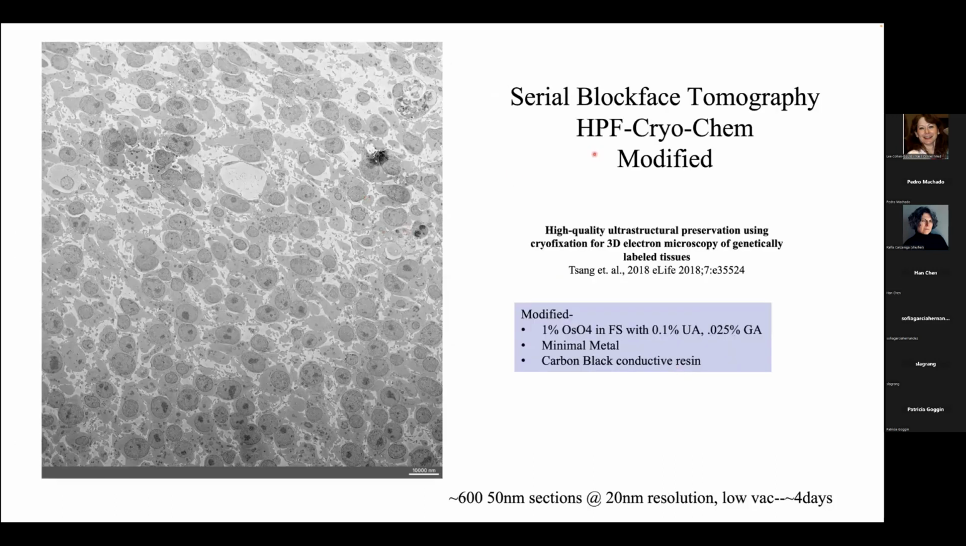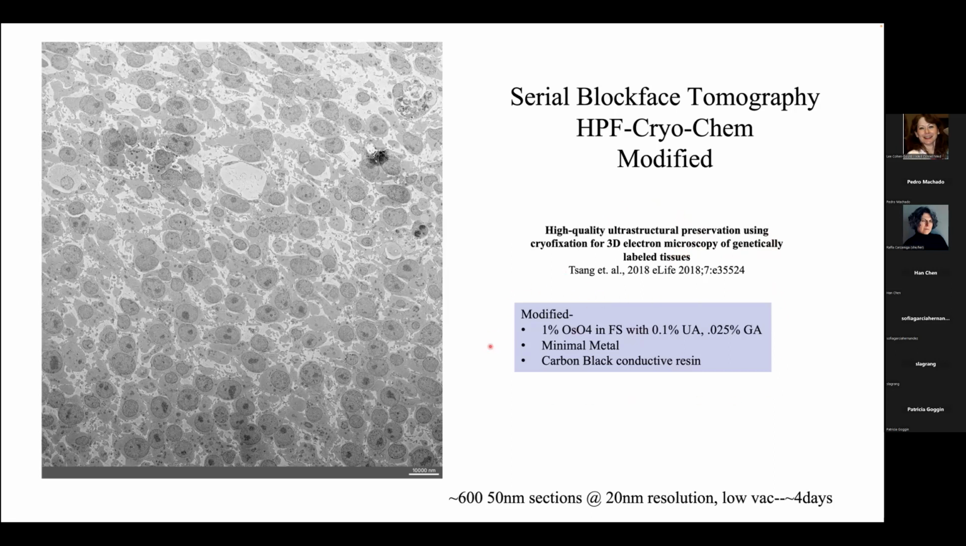And then the next step was to move that to a serial block face tomogram. Essentially this is a process where you have an ultramicrotome in the SEM, and you take a slice of the block and you image the face, and you do that consecutively to build up a larger volume. There was a protocol already existing by the Ellisman group, all in brain tissue, using high pressure freezing combined with volume techniques. And so we had to modify that.